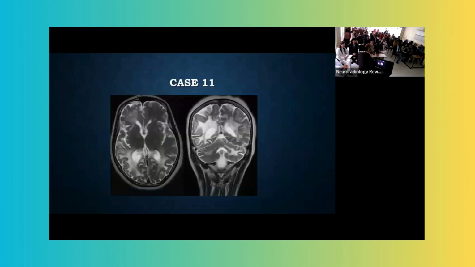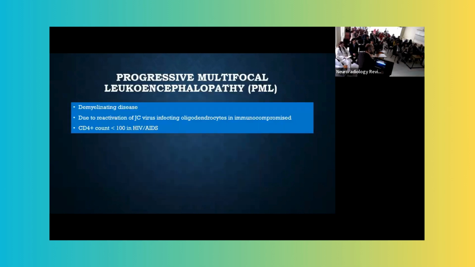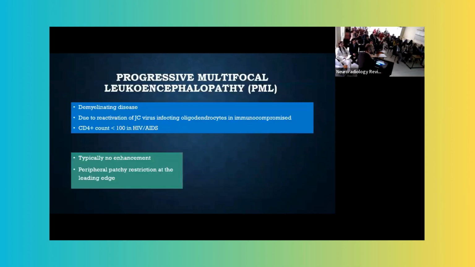Okay, so case 11, typical case: asymmetrical, extensive white matter disease in HIV, AIDS, or immunocompromised patients. PML, excellent. So it has also a lot of differentials, but remember it's asymmetrical, and the key differential is multiple sclerosis. And how do we differentiate that? This is because of the JC virus. This is interesting pathophysiology, reactivation of JC virus. In fact, it's amazing how things develop.